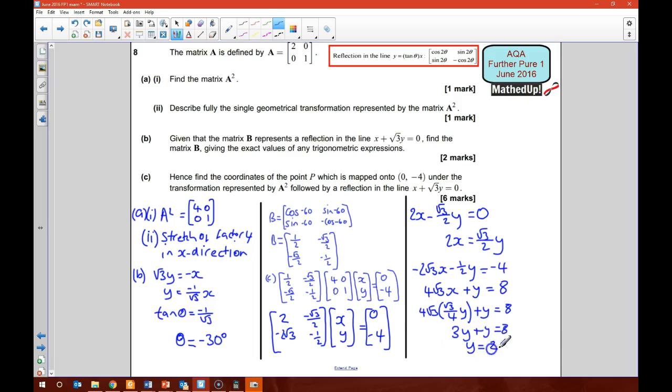And if y is equal to 2, that means that 2x is going to be equal to root 3, so x is going to be equal to root 3 over 2. So just coming over here now, the coordinates of P are going to be: the x coordinate is root 3 over 2, and the y coordinate is 2. So that there is going to be the coordinates of P.